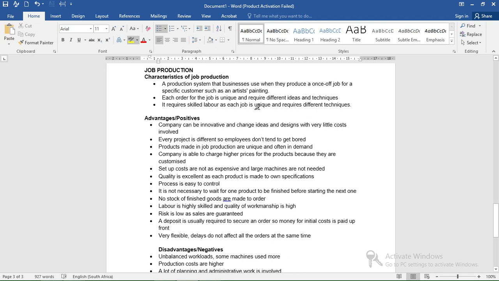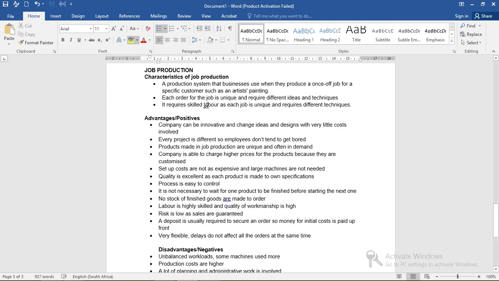Other examples, guys, of job production are construction companies. When they're constructing buildings, houses and roads, those things are totally different. Each and every project is different. The house that they build here for you is different from the house that they're going to build for your friend. So the difference in house means different requirements. So that is job production. It means you're going to do it individually, right? Same with construction of buildings. Each and every building is different. So each and every project is a once-off job, totally different and not the same, right?